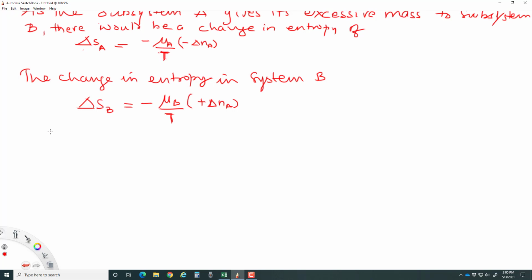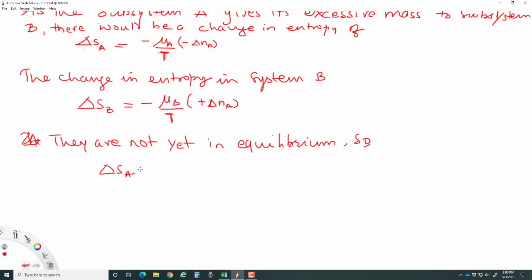So then the total entropy, once they reach the equilibrium, the sum of these two would be 0. But since they are yet to reach the equilibrium, they are not yet in equilibrium. So that means delta SA plus delta SB is greater than 0.